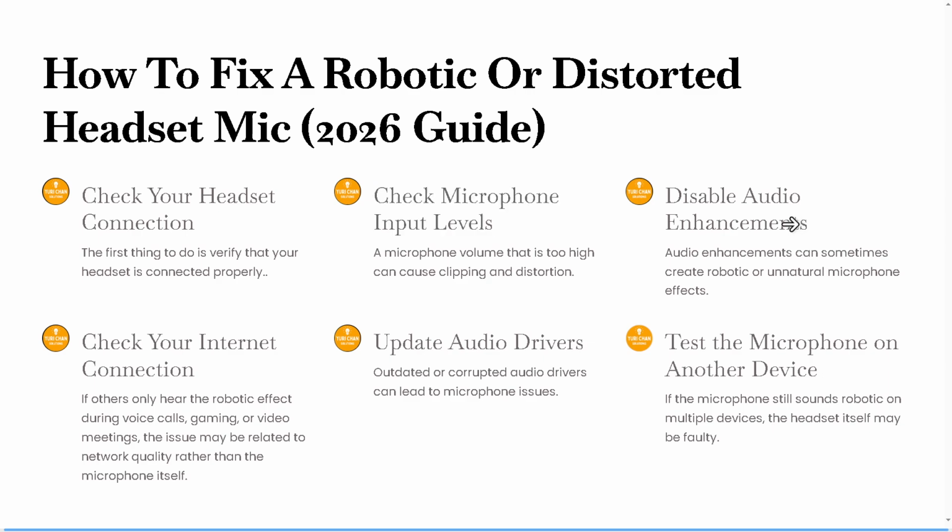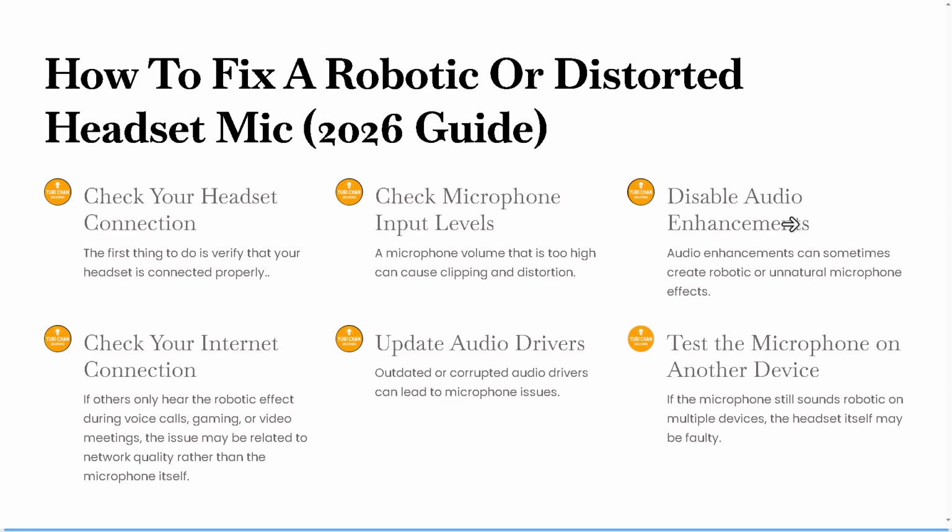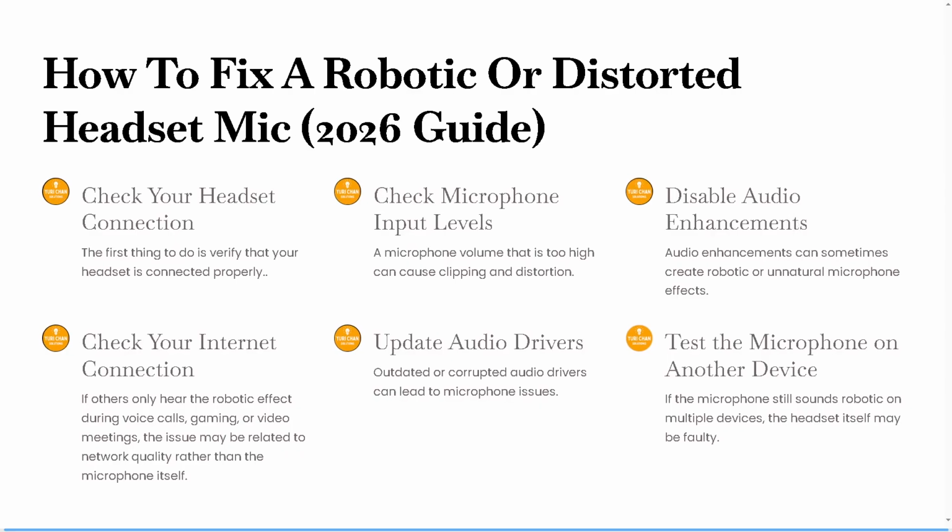And then you might want to check disabling audio enhancements. Audio enhancements can sometimes create robotic or unnatural microphone effects. Now on Windows, open the sound settings, select your microphone, open additional device properties, navigate to the enhancements tab, and I want you to disable all enhancements. And of course, remember to apply all the changes. After disabling enhancements, test the microphone again.